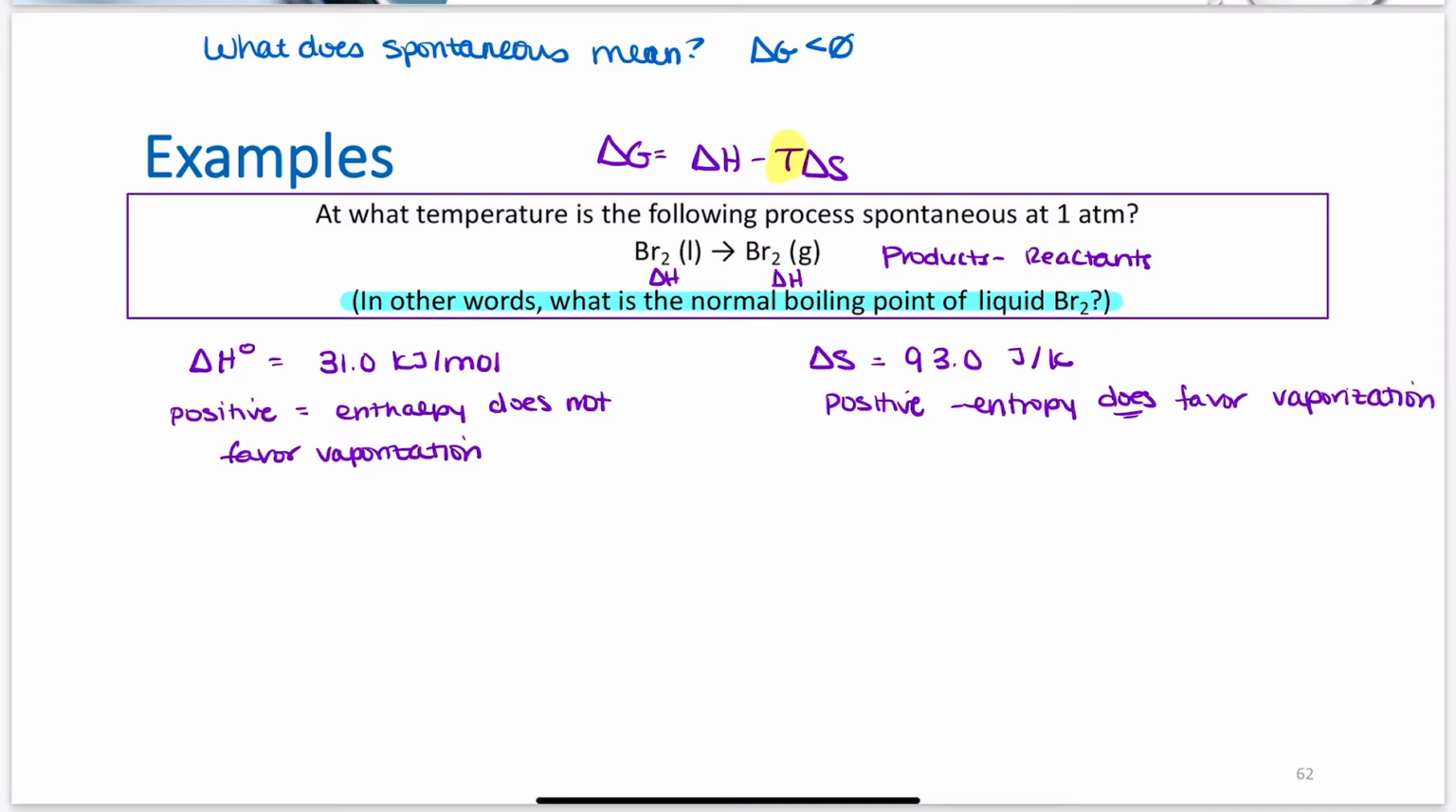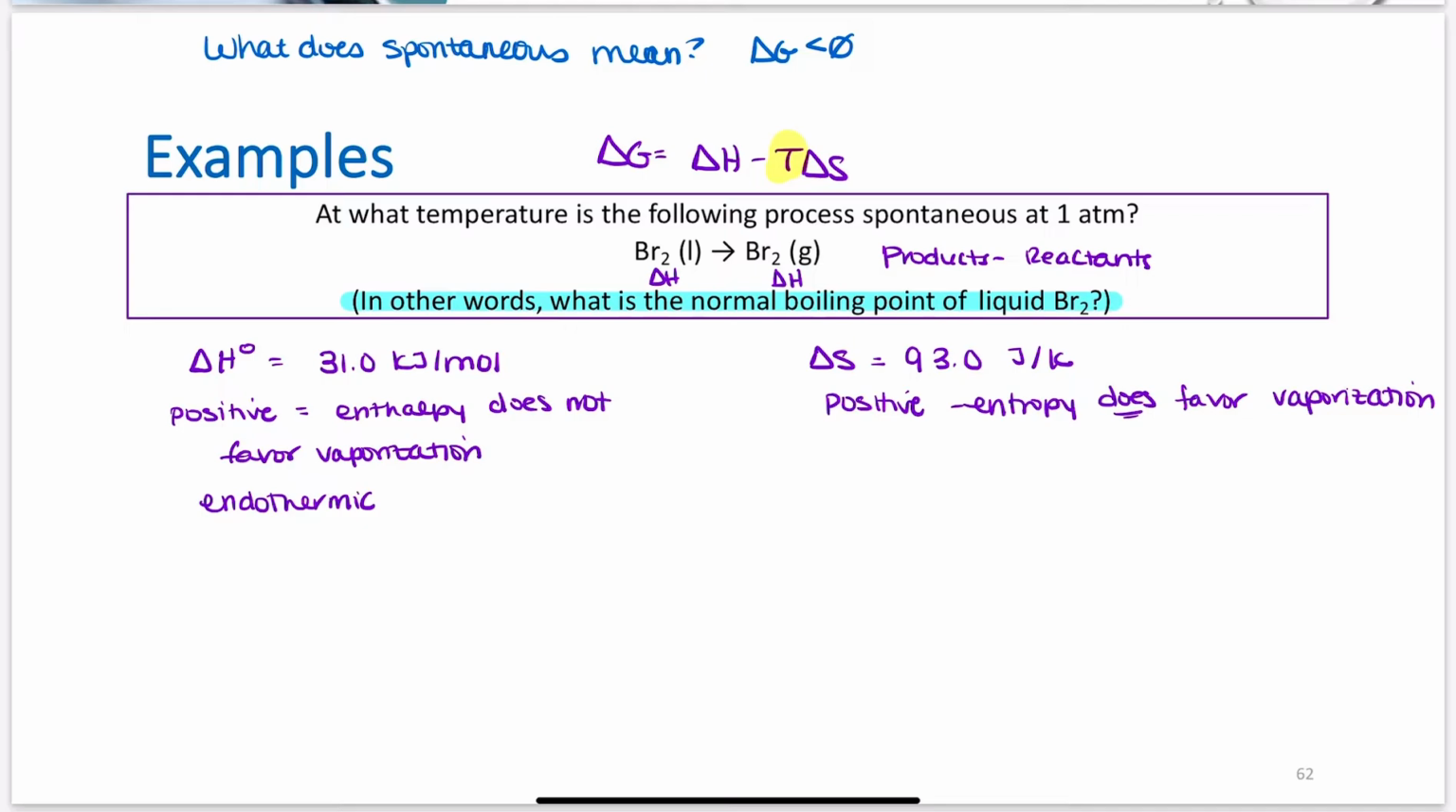Do you have to do all this just to do the question? No, you don't. You have to figure out the values, yes, but you don't have to understand the rest of the stuff. But it's good to understand it because you should understand what the question is really asking. This is an endothermic process.